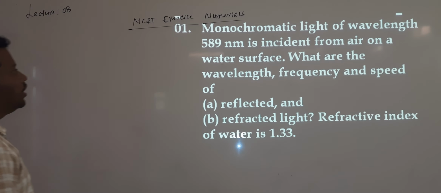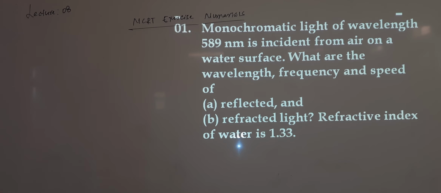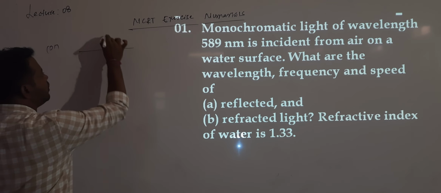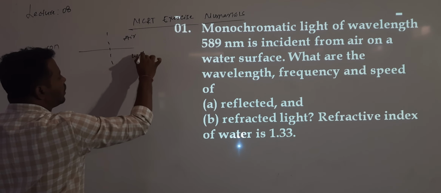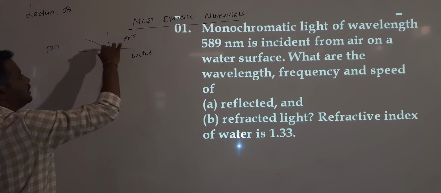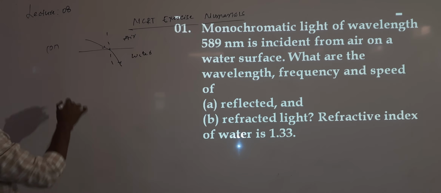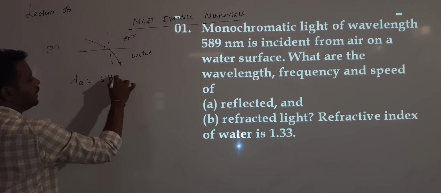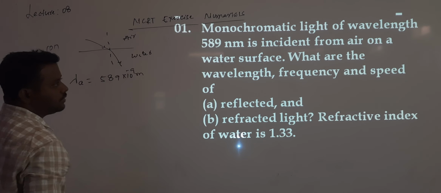So first question: a monochromatic ray of light of wavelength 589 nanometers is incident from air on a water surface. Monochromatic means single wavelength. Here is air and here is water, so light is incident like this. Now light will undergo refraction. So what is the wavelength of light in air? That is 589 into 10 power minus 9 meters.